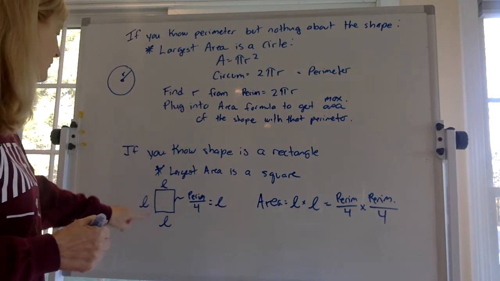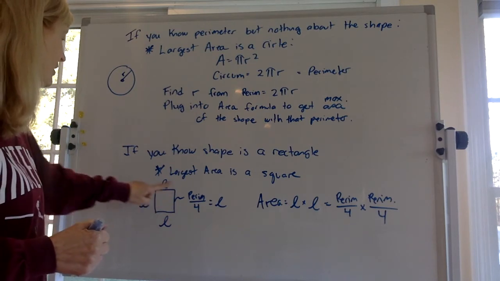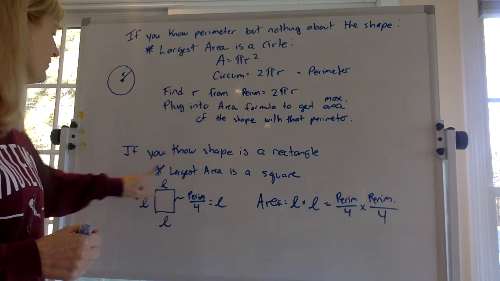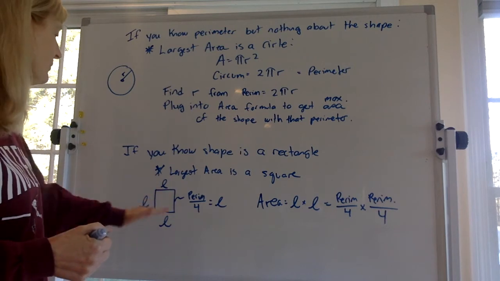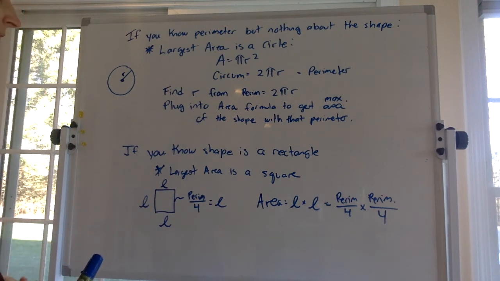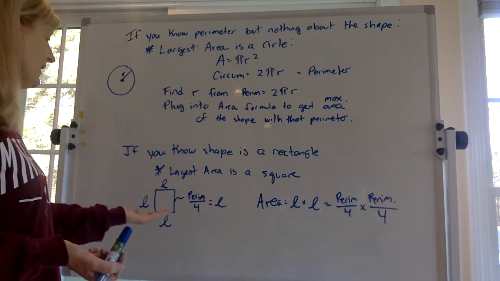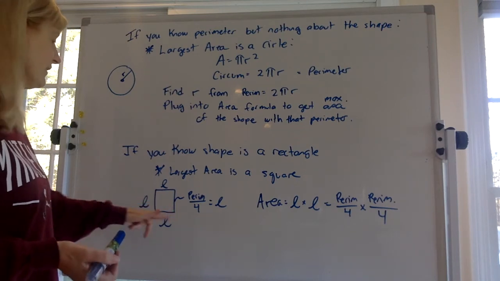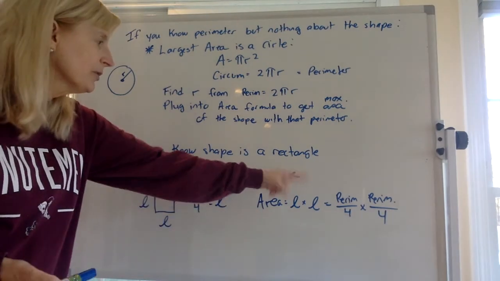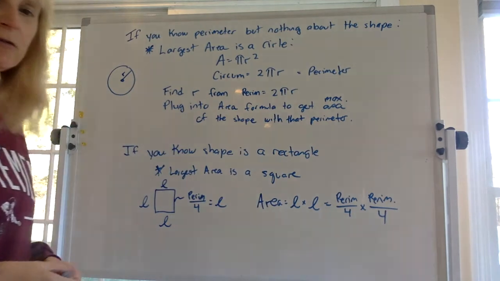So remember, this is the fencing, this is the perimeter. So to find each one of these lengths, which are all the same, you just take that whole perimeter divided by 4, right? So once you get the length of each side, how do you find the area? You just go length times the length, or perimeter divided by 4 times perimeter divided by 4.